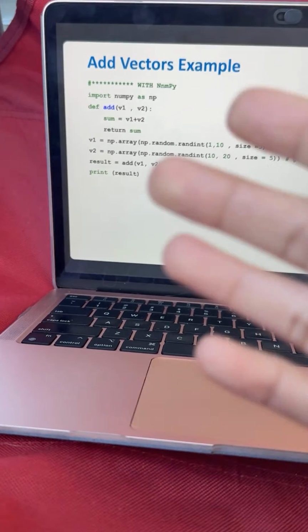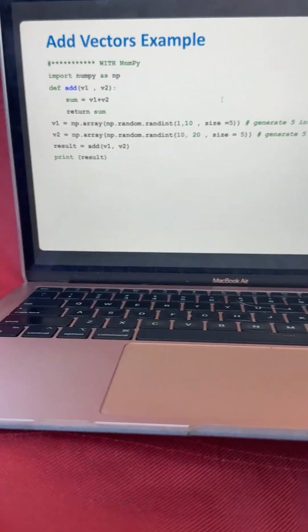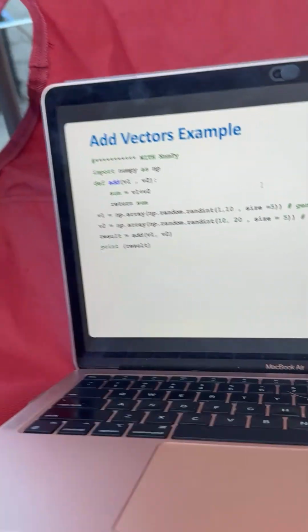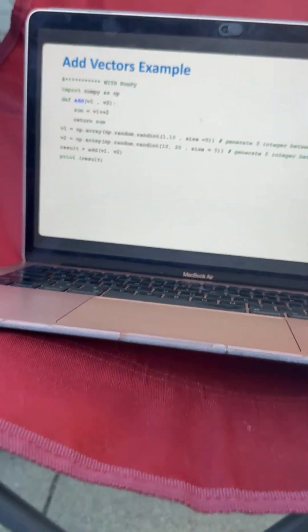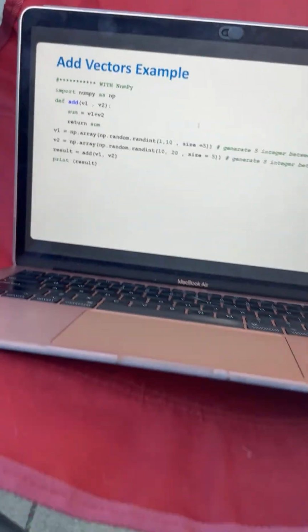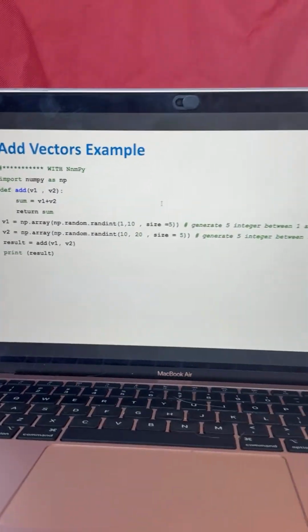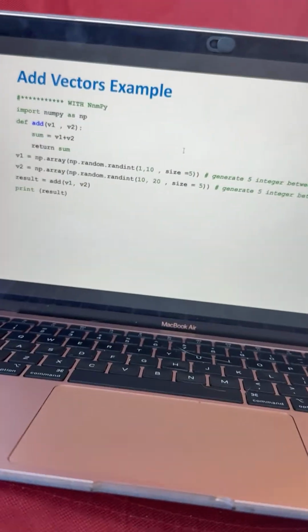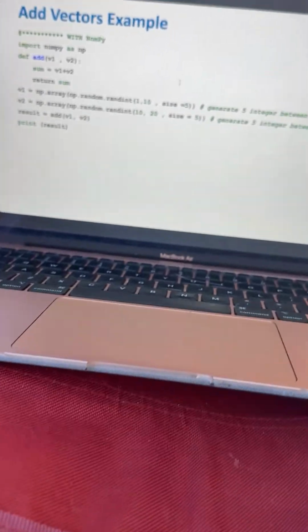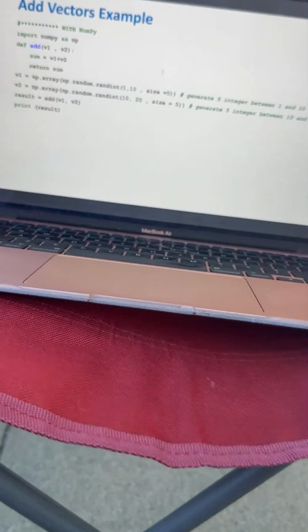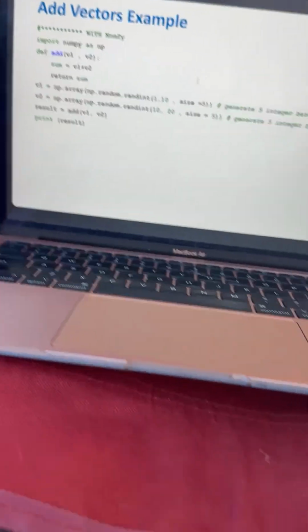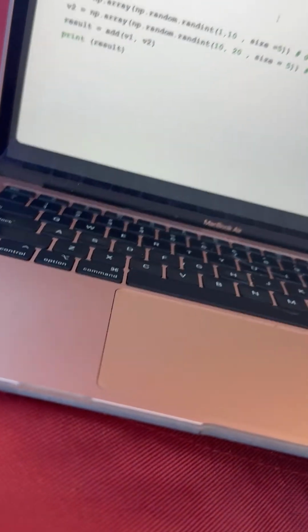Adding vectors over here: import numpy as np, define add(v1, v2), sum = v1 + v2, return sum. v1 = np.array(np.random.randint(1, 10, size=5)), which generates 5 integers between 1 and 10. v2 = np.array(np.random.randint(10, 20, size=5)), which generates 5 integers between 10 and 20. So the result is that you add these two and then you print the results.